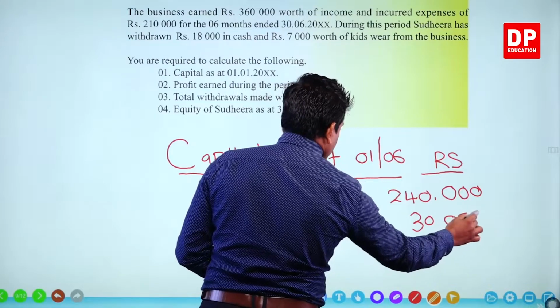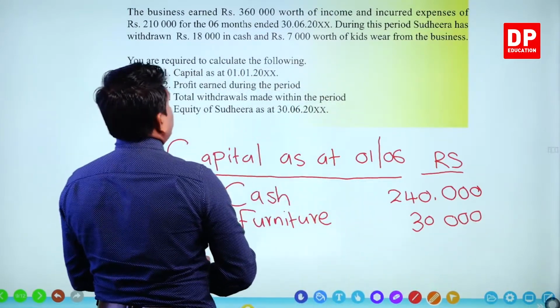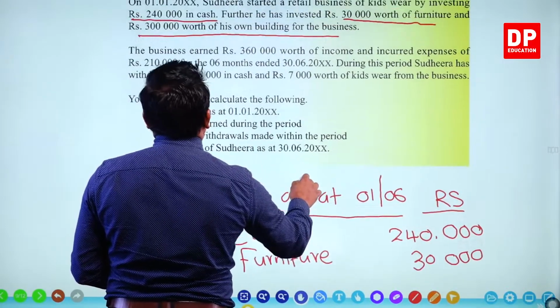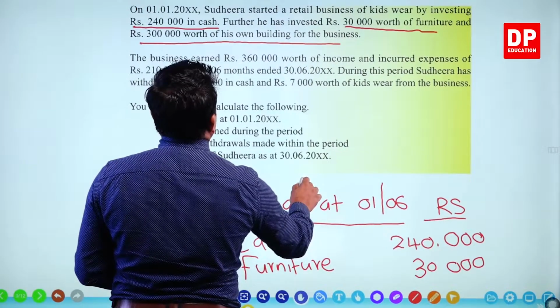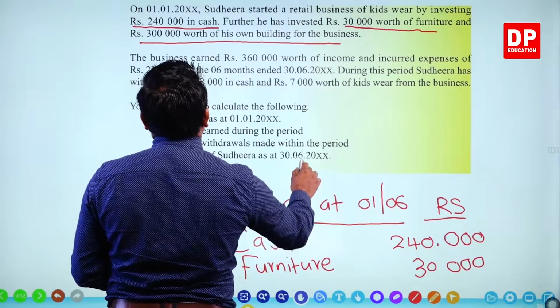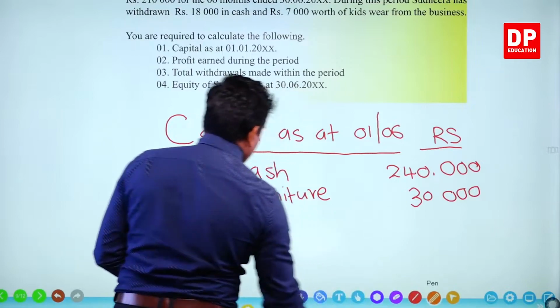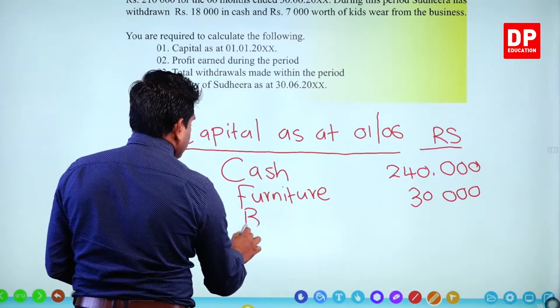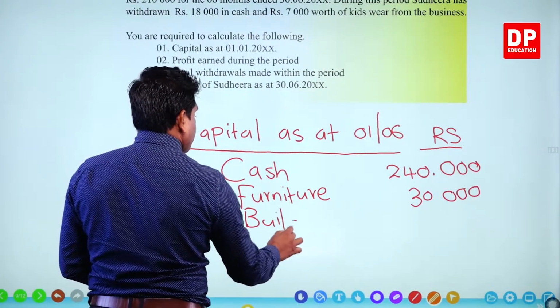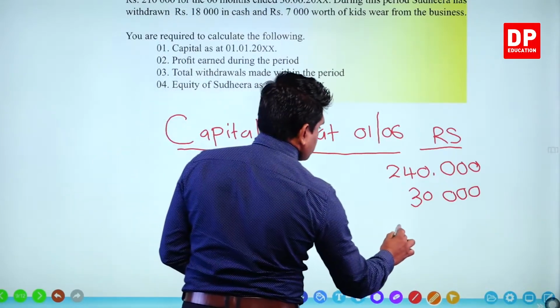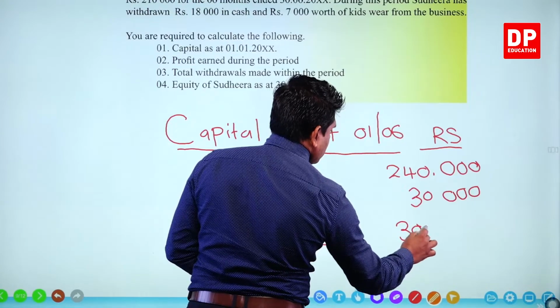He had his own building. The building value also we have to add, right? How much is the building value? 300,000 for the building, right? Then the building also we can put here, 300,000.